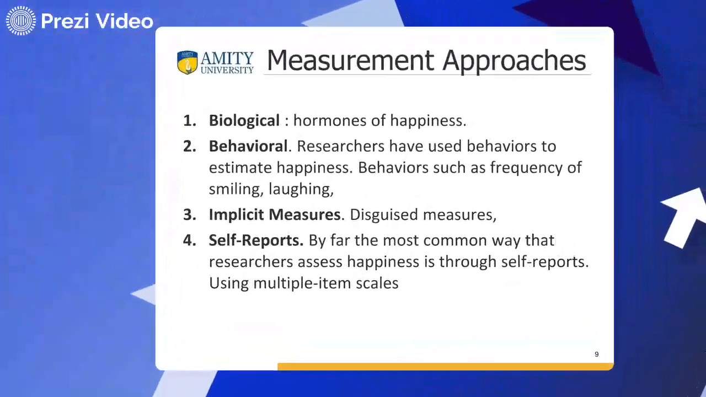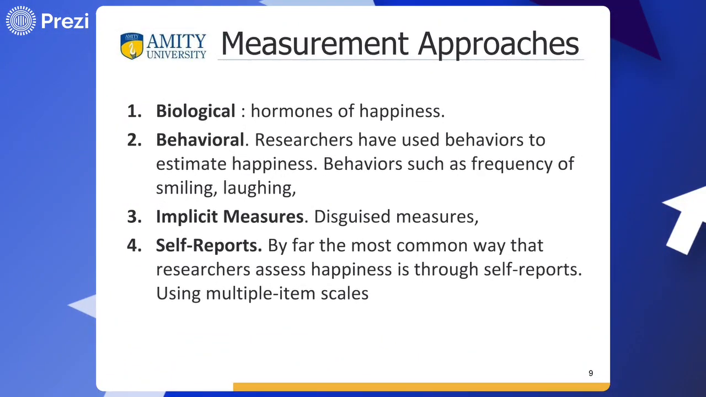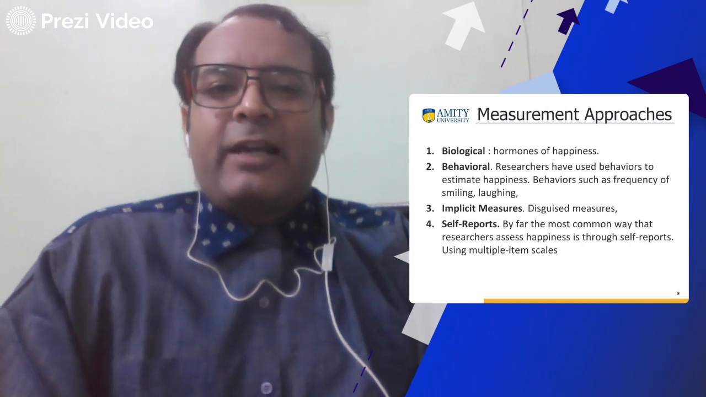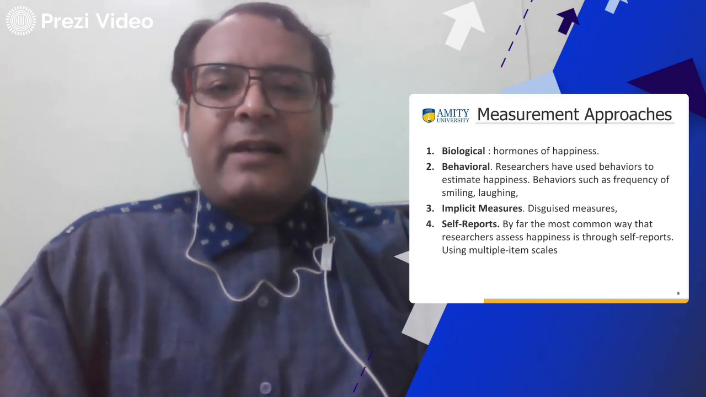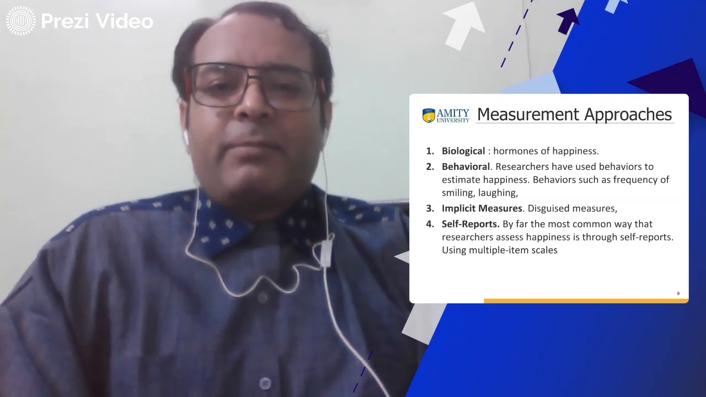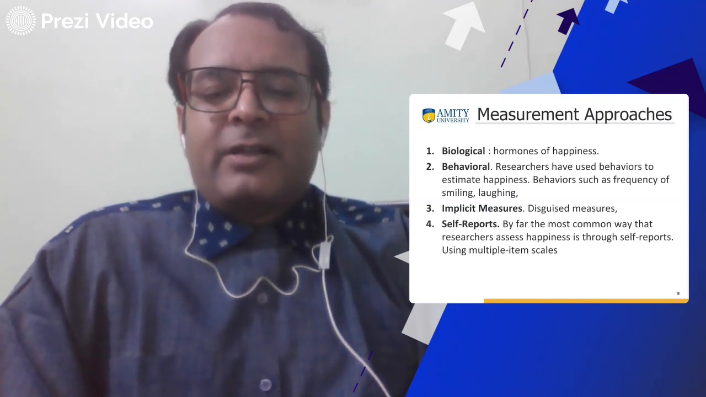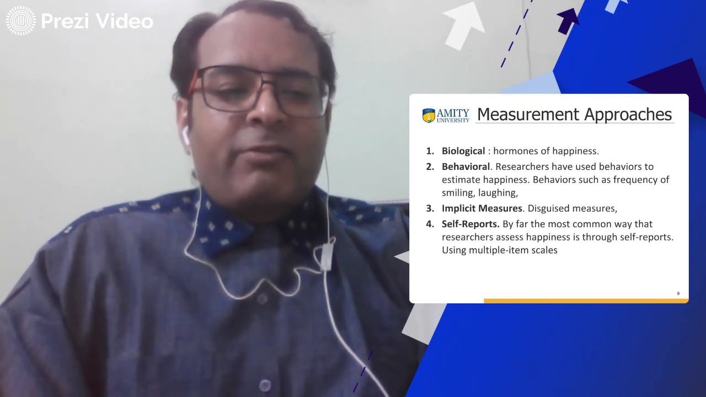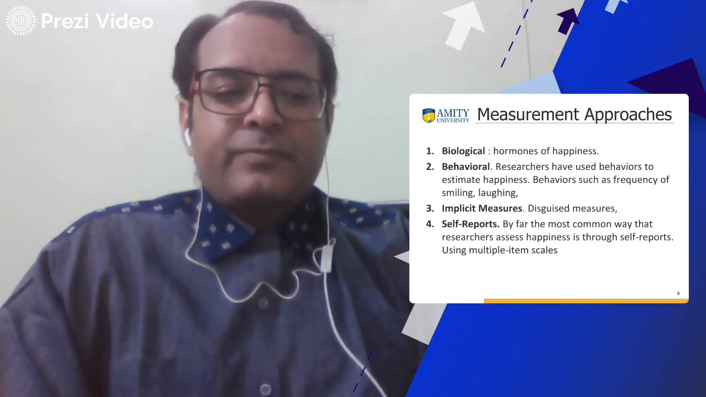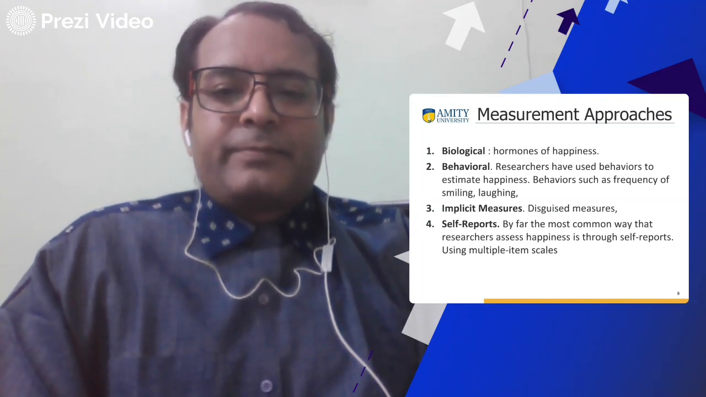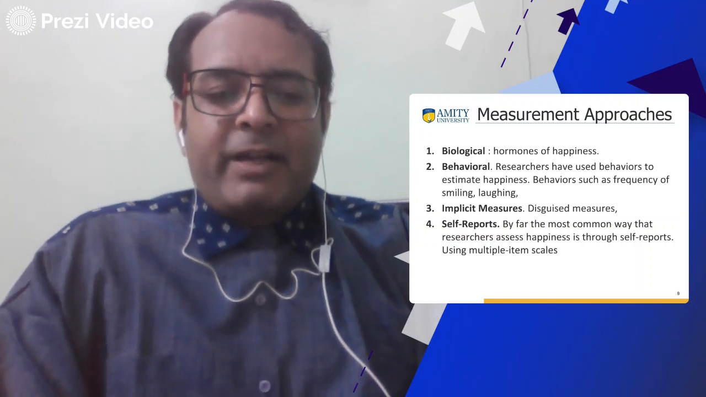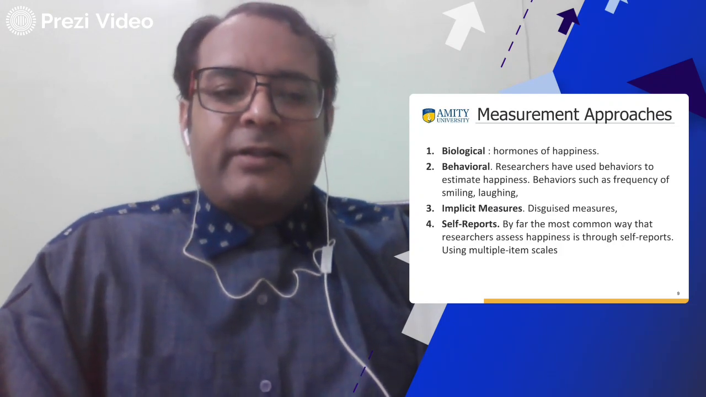Number two is behavioral. There are various researchers who have used behavior to estimate happiness. The frequency of behavior with which you are acting, or you are living your life. There are methods to measure that. There are ways that we can talk about that. Number three is implicit measures. These are not direct measures, these are disguised measures. We are not able to pinpoint directly, but we would be assessing them indirectly.